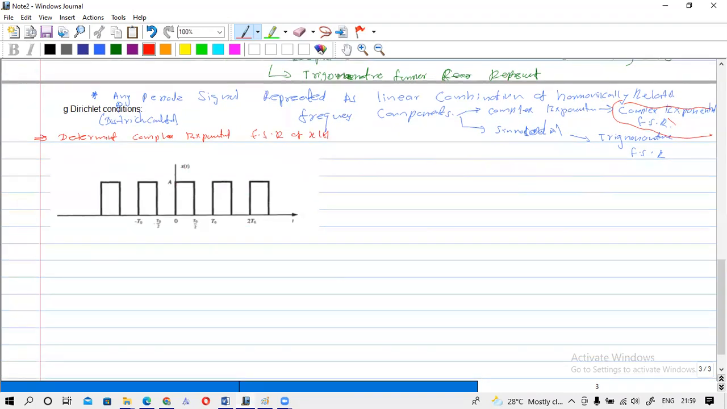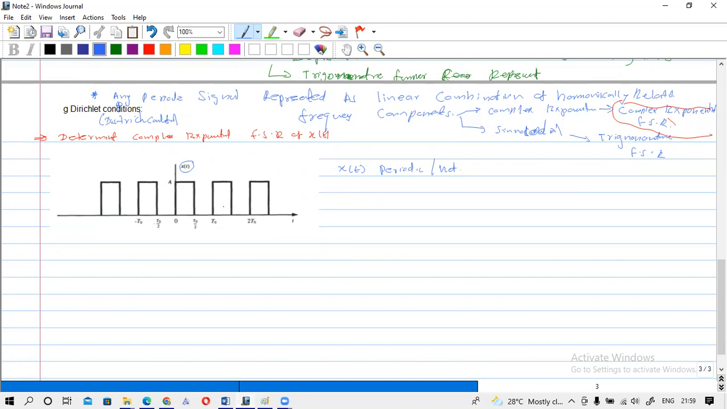Then I think you can get a clear idea about this equation, about this identity again. To represent it as a Fourier series, this x(t) should be a periodic signal. So first we should see whether this x(t) is periodic or not. If it is an aperiodic signal, we can't represent it as a Fourier series.